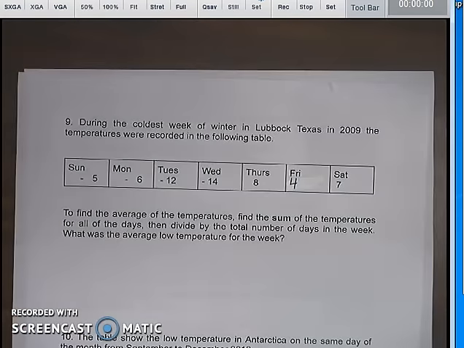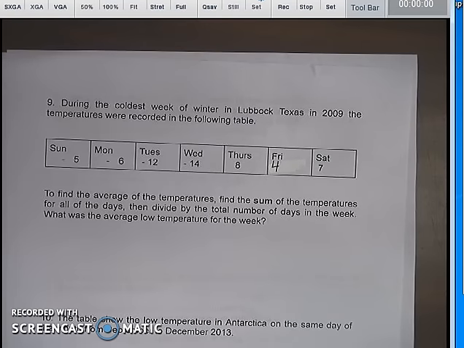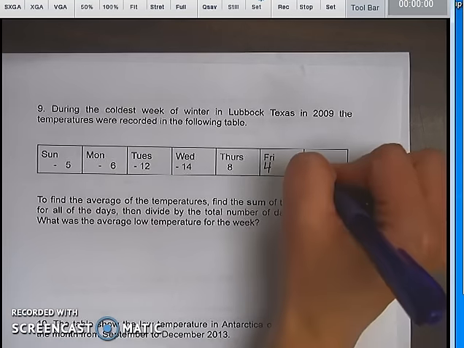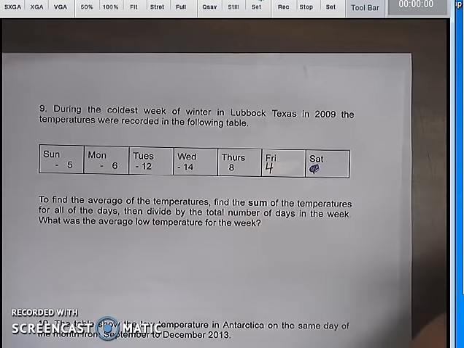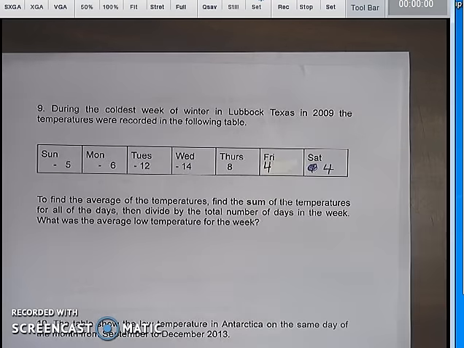It says, during the coldest week of winter in Lubbock, Texas in 2009, the temperatures were recorded in the following table. Okay, on this one right here, what I need for you to do, it's important that you're listening right now. I need you to take this 7 on Saturday right here, mark that out, and I want you to change that to a 4.